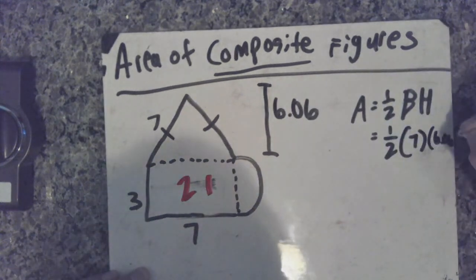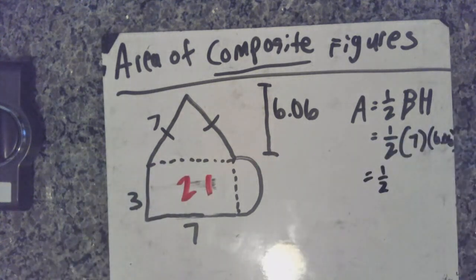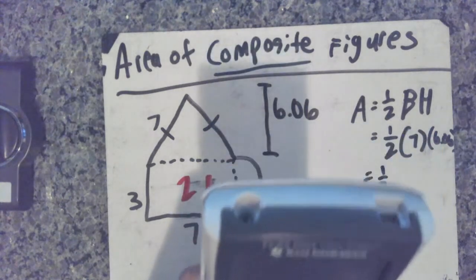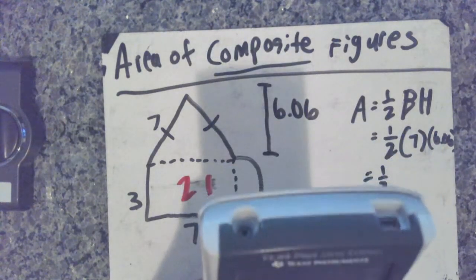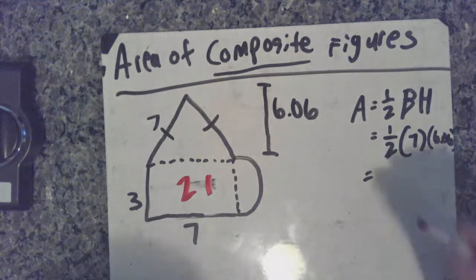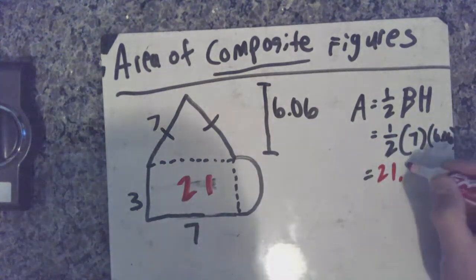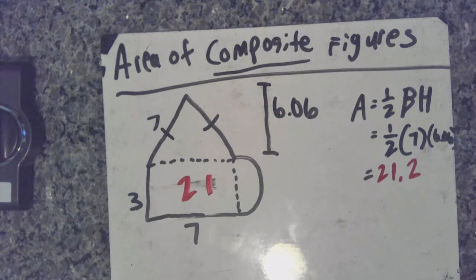So that's what we're going to put here, and we are going to go ahead and get that value. So 1/2 times 7, and then times 6.06. You end up getting 21.2. So let's go ahead and put 21.2. 1/2 times the base, and then times the height.